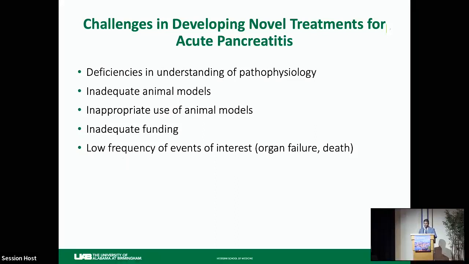So when a patient with AP presents to the hospital, the patient is already in the later systemic phase of the disease. However, in most of the preclinical studies that have been successful and on which clinical trials have been conducted, the drug has been administered either prophylactically or at the very early stages of the induction of injury. Even though they may be successful in preclinical studies, they may not accurately represent the clinical scenario, which could explain the failure of the clinical trials. More reasons include inadequate funding as well as low frequency of events of interest. As I said, only 20% of the patients with acute pancreatitis actually require a therapeutic intervention.